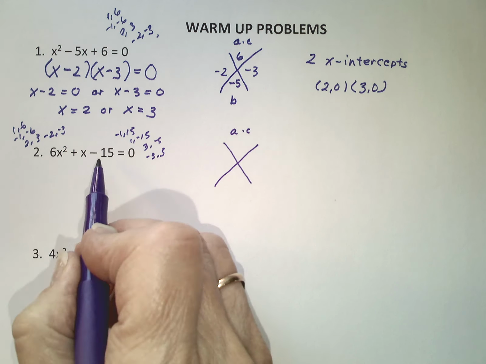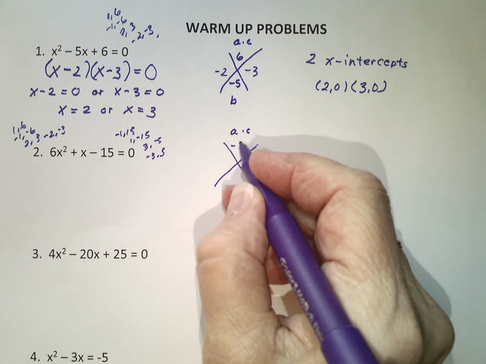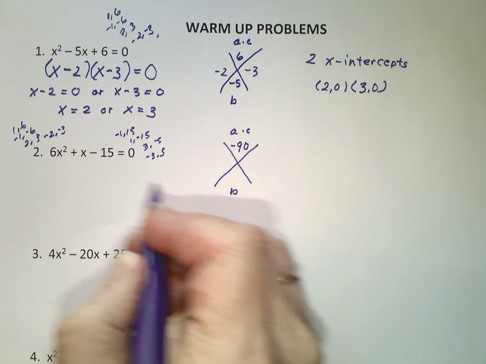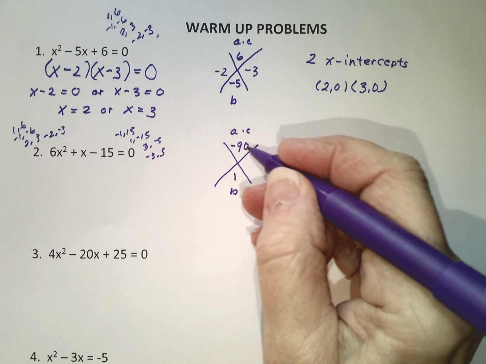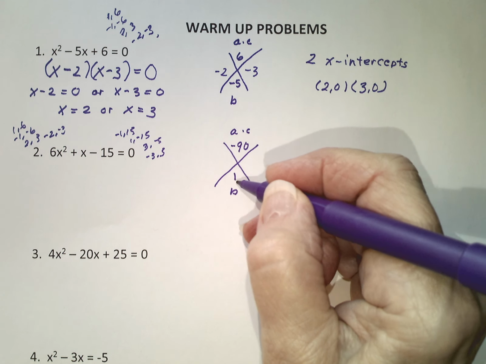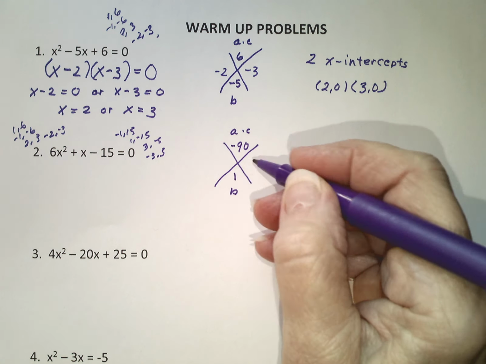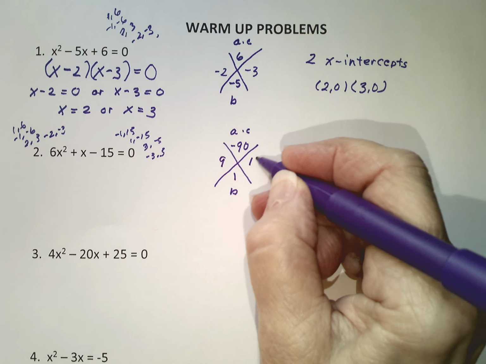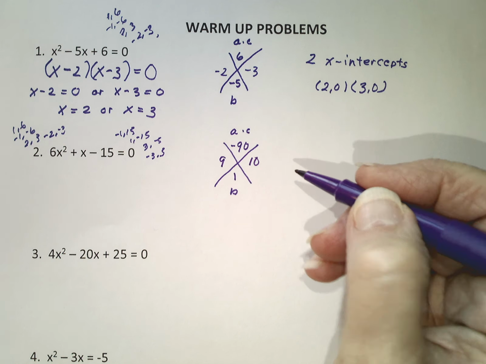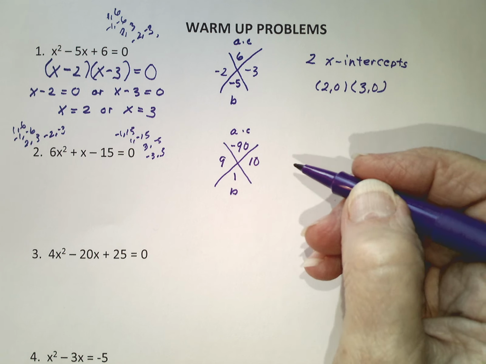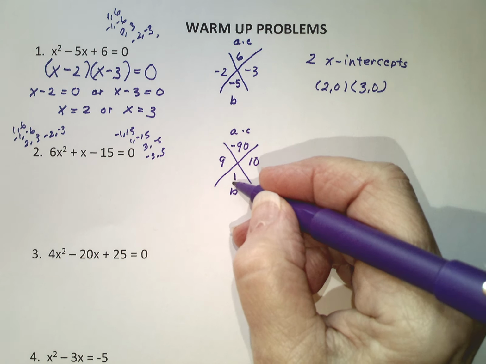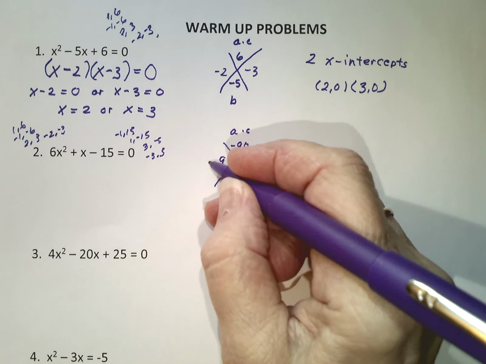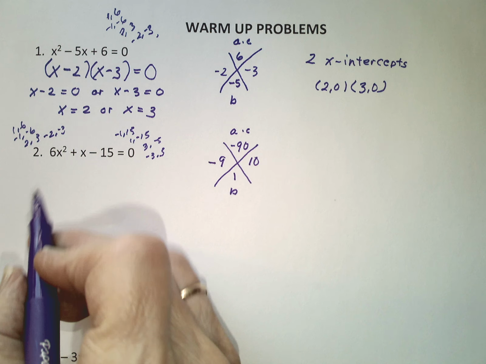A times c will be 6 times -15, which is -90, and the b is just 1. So we need two numbers that are going to multiply out to -90 and add up to 1. Well, 9 and 10 are only one number apart, but we need one of them to be negative in order to multiply out to -90. Since they add up to a positive 1, the 10 is going to have to be positive, and the 9 would have to be the -9.